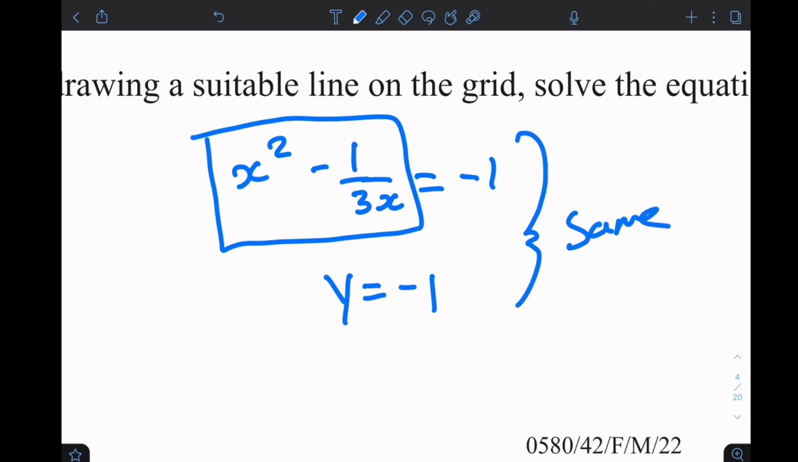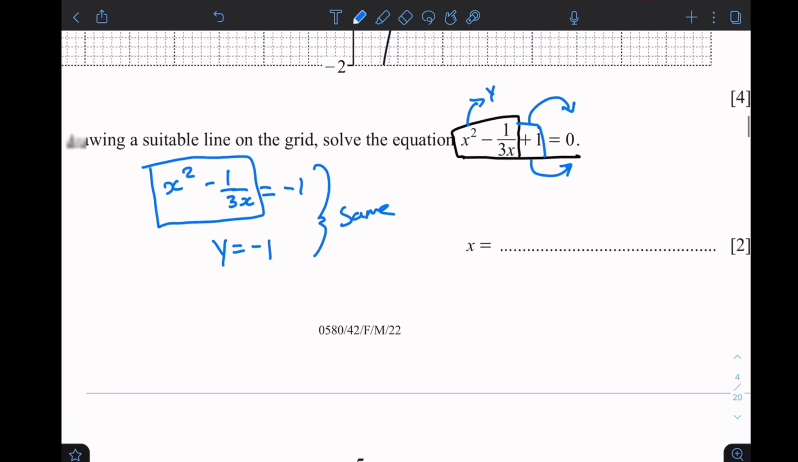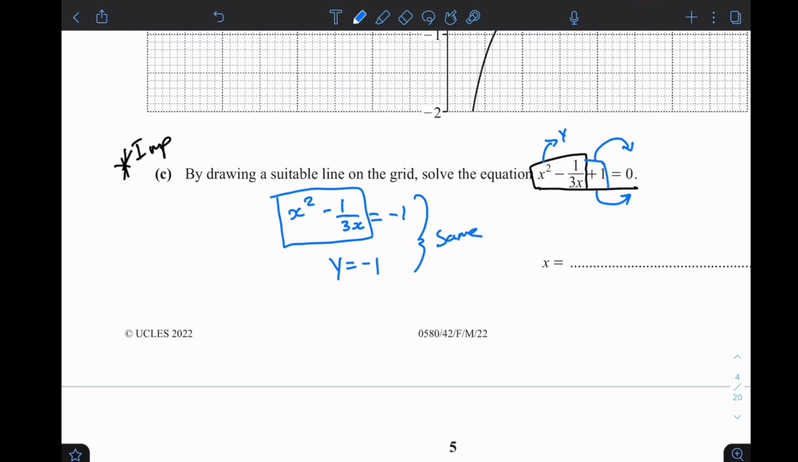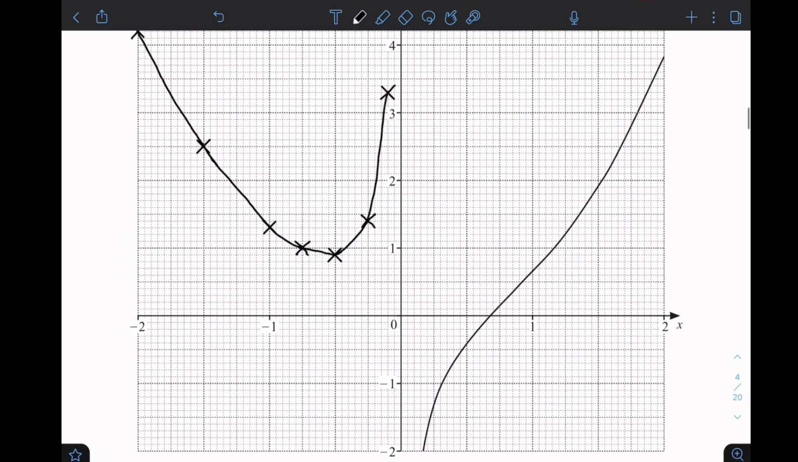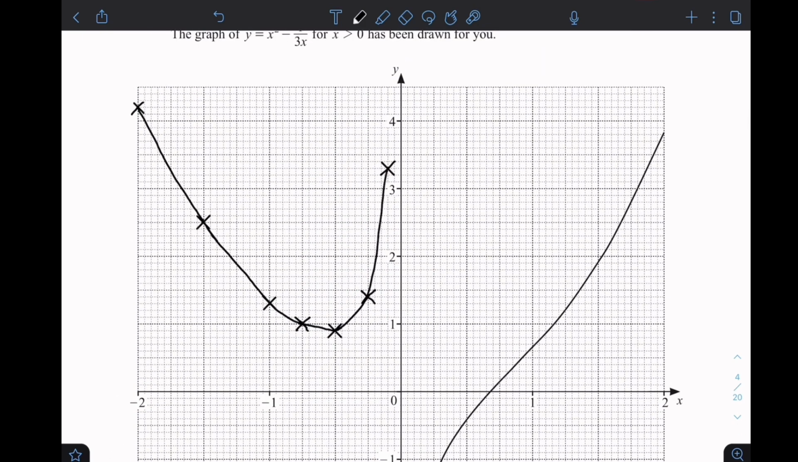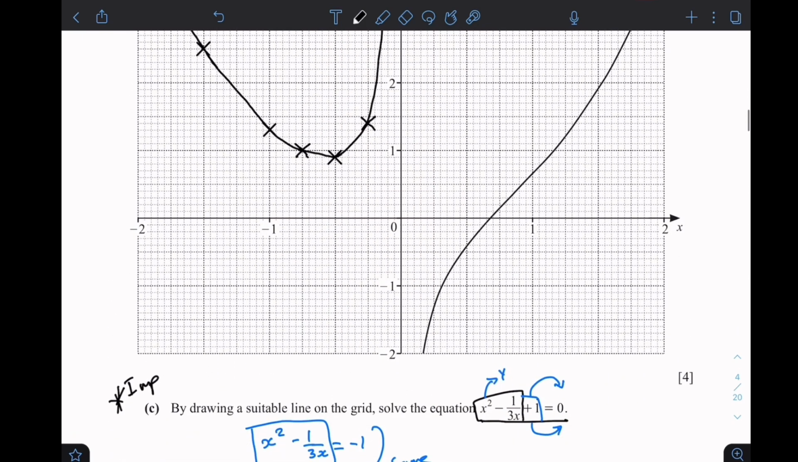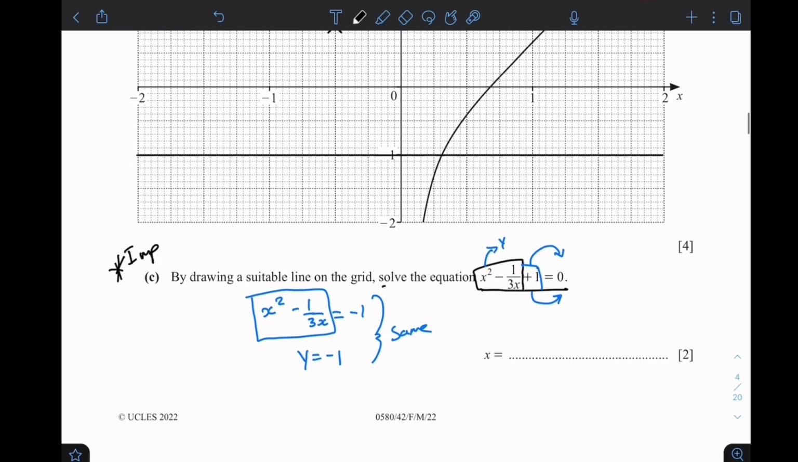Same. And now what they're saying is, by drawing a suitable line on the grid, solve the equation. So what you do is you plot this line, okay? So not minus 1, negative 1, right? So you take this and there. Now, when they say solve the equation, that means you have to look where it intersects.